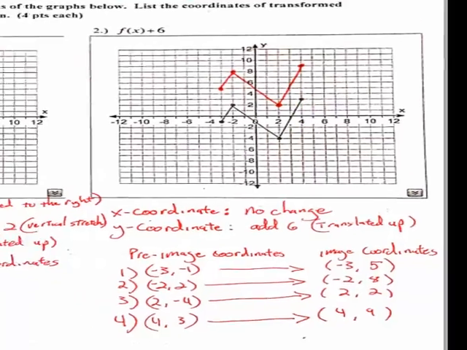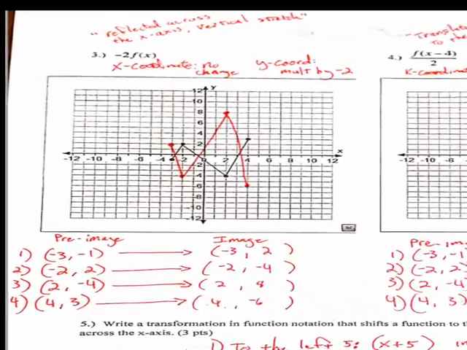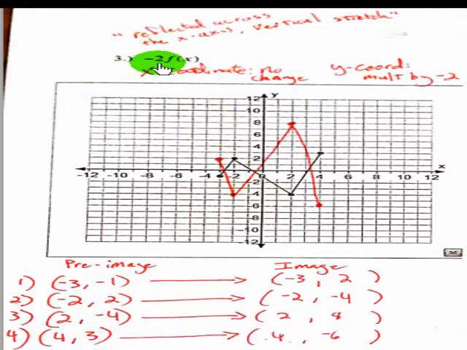If we move on to the next page, you'll see that for number 3, it says negative 2 times f of x. So there's 2 things happening there. The negative sign means that you're going to reflect this across the x-axis. You're going to reflect the pre-image across the x-axis, and you're going to have a vertical stretch of a factor of 2. Your x-coordinate is not going to change at all.